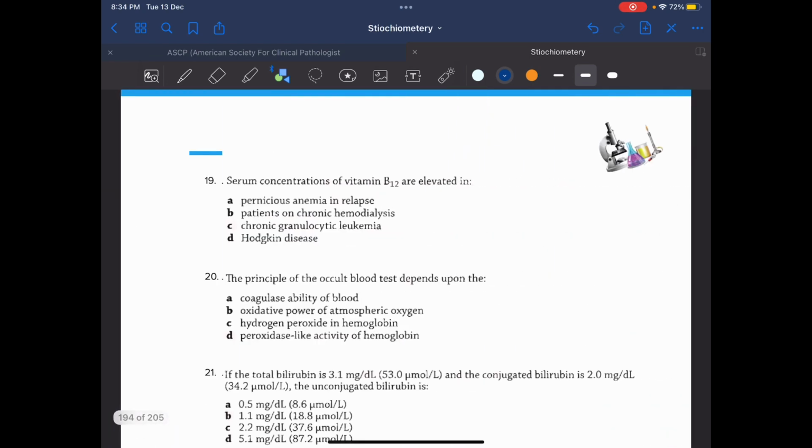Question number 19. Serum concentrations of vitamin B12 are elevated in pernicious anemia in relapse, patients on chronic hemodialysis, chronic granulocytic leukemia, or Hodgkin disease. The correct answer is C.